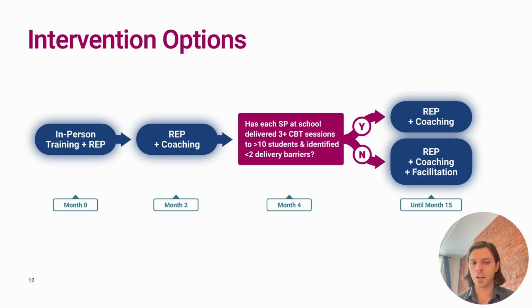So we already talked about intervention options. In this case, it's REP, coaching, and facilitation. But I do want to point out that all of these interventions are cluster level interventions. So the entire school will receive REP plus coaching, and then if they need the additional treatment, the entire school will augment with facilitation. It's not like just individual school professionals are receiving the augmented treatment. All of these interventions are school level interventions, so the entire cluster receives it.